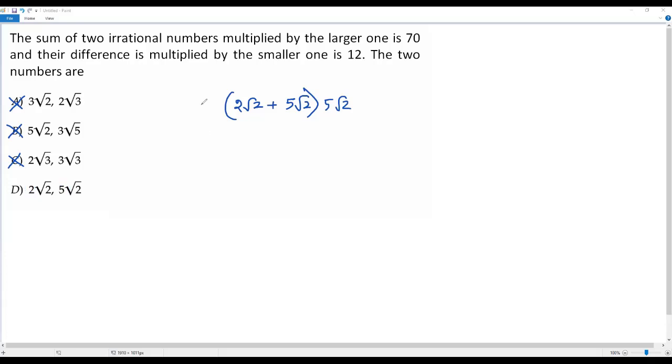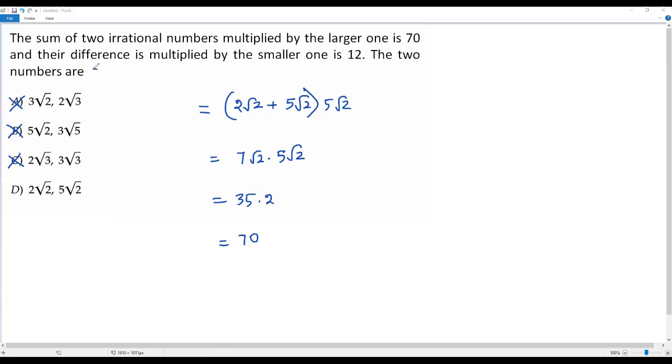Now let's find the result of this one. When I combine 2 square root of 2 and positive 5 square root of 2, I'm getting 7 square root of 2, times 5 square root of 2. Here 7 times 5 is 35. Square root of 2 times square root of 2 is just 2. 35 times 2 is 70. I got the sum of these two irrational numbers multiplied by the larger one. I got the result 70. That's exactly what we have over here in the first information.